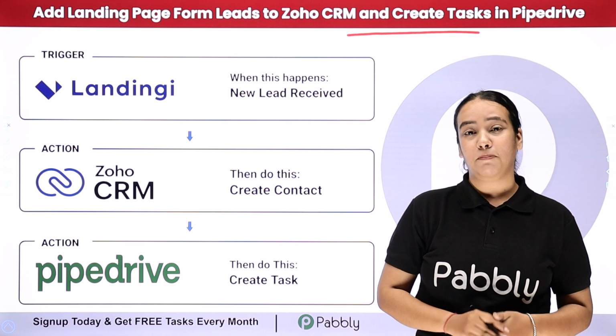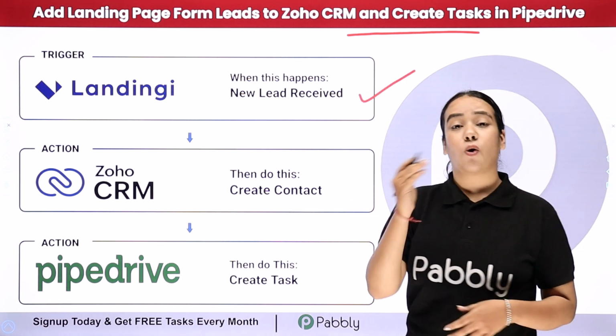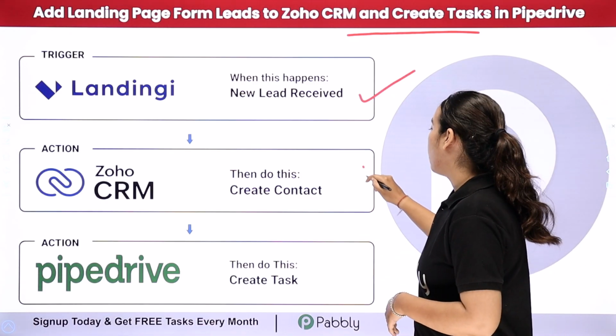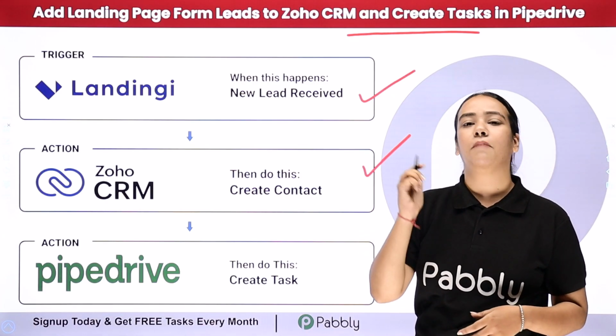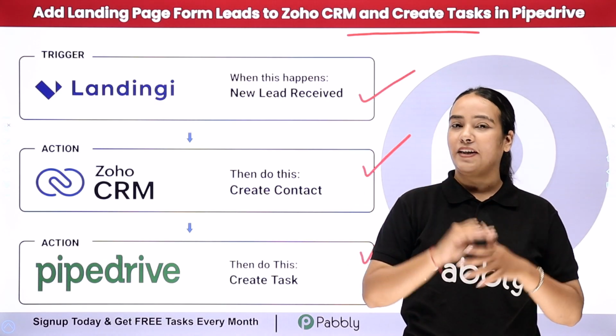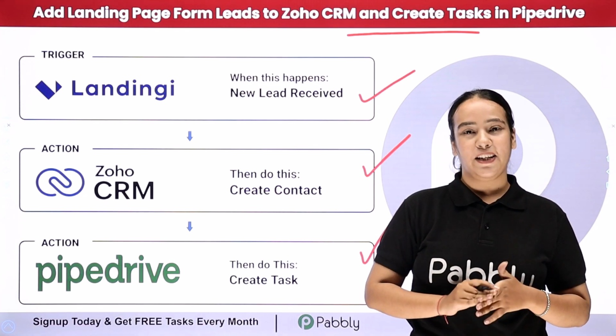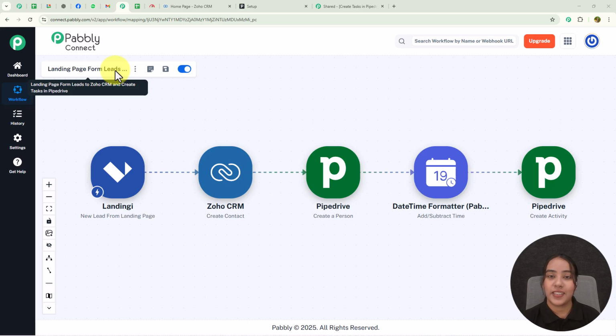Now with the help of Pabbly Connect, whenever a new lead is collected on landing page, it is automatically going to create a contact on Zoho CRM, and at the same time it is going to create a task in Pipedrive. All this automation without any manual work. So if you want to know how to make this automation, then let me take you to my screen. Welcome to my screen everyone.